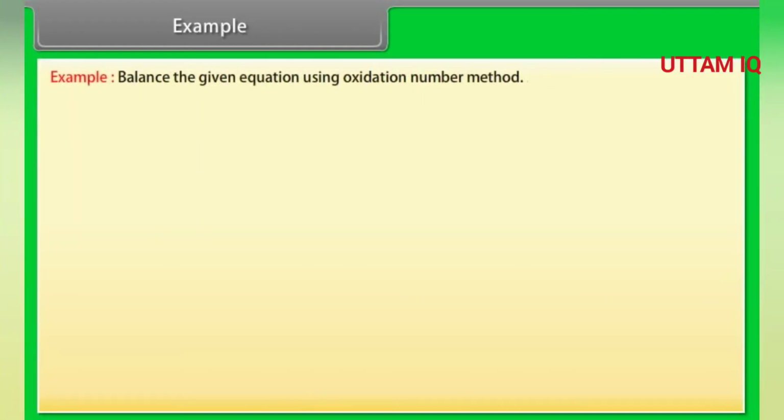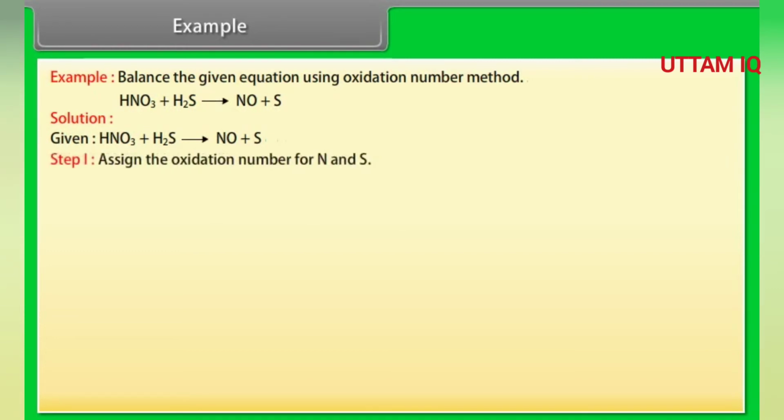Example. Let us take an example of balancing the equations. Balance the given equation using the oxidation number method. Let's see the solution. Here, the given equation is HNO3 plus H2S gives rise to NO plus S. Step 1. Firstly, we assign the oxidation number of N and S.